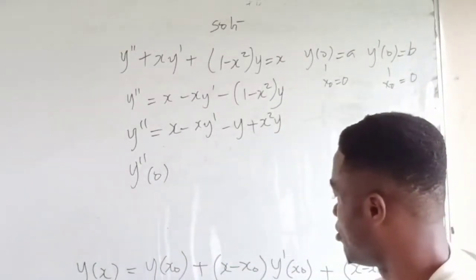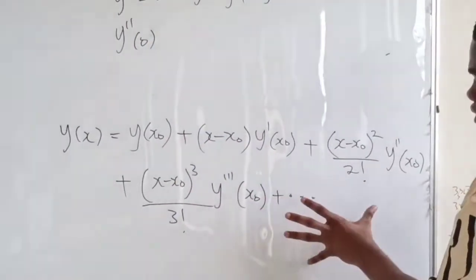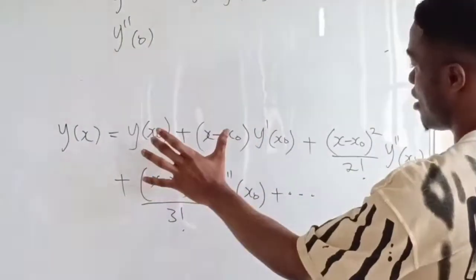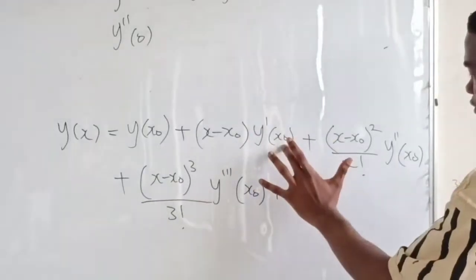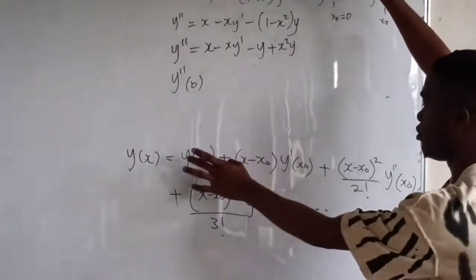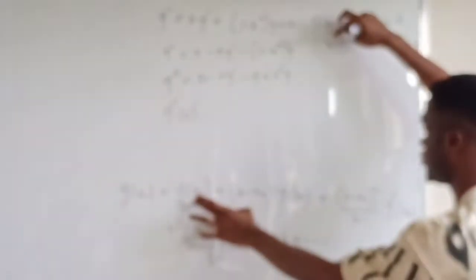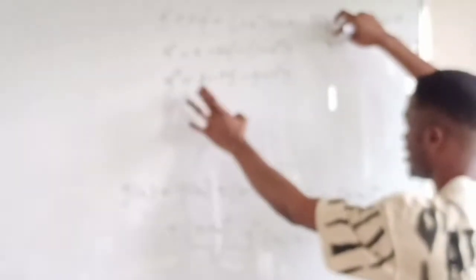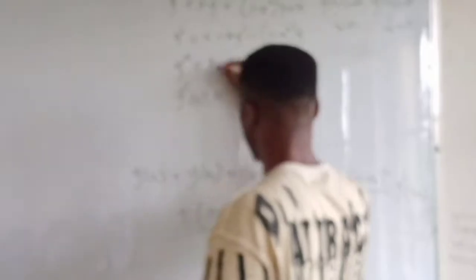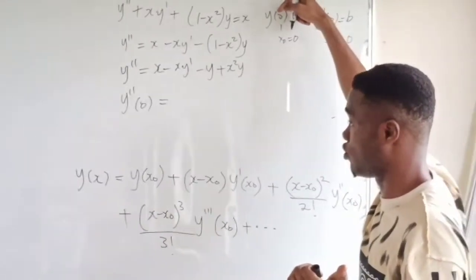Okay, let's do some comparison. If you look at the series expansion of the Taylor series, you see that we have y of x naught, y prime of x naught, y prime prime of x naught. So if you compare this and this, you see that of course x naught is equal to 0. So we are going to use that to substitute here. In this case, wherever you see x should be the input you got from your initial condition.